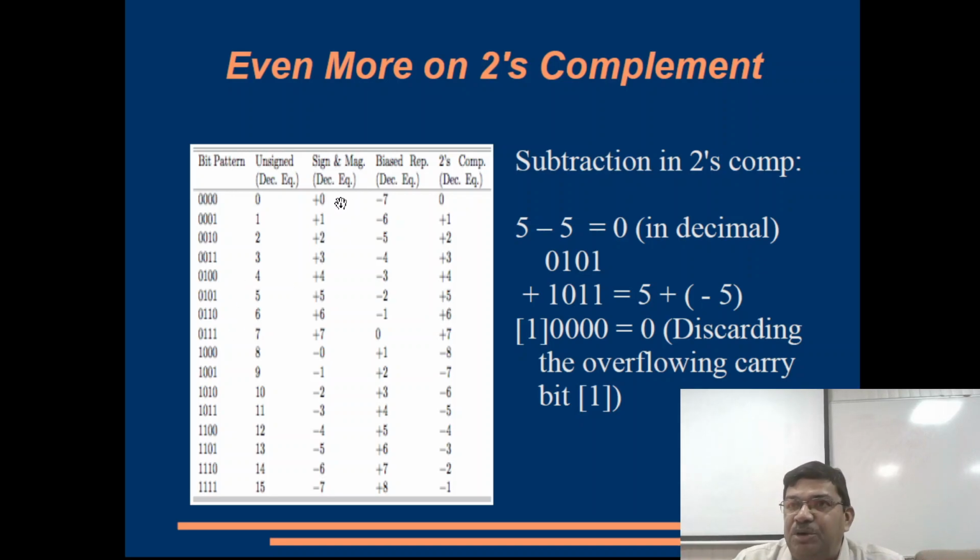So there are a total of 2 raised to the power 4 possibilities, and that ranges from 0 to 15. In case of sign and modulus form, it goes from plus 0 to plus 7 and minus 0 to minus 7. The range is evenly divided, with one minor irritant being that 0 can have a sign. It can be positive 0, it can be negative 0.